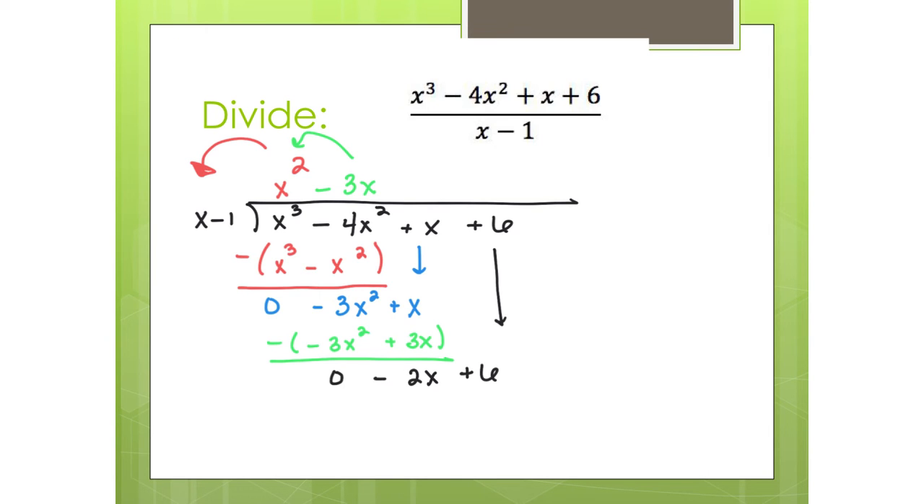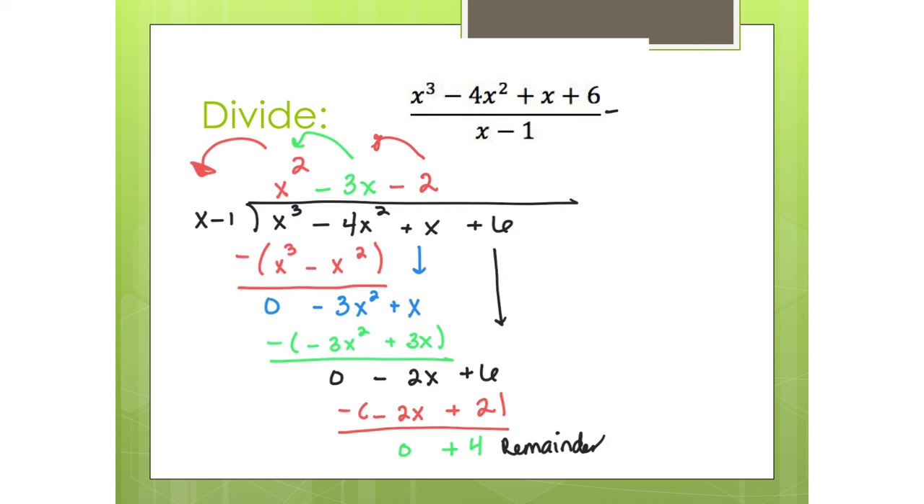Now I repeat that process one more time. So I'm dividing x into negative 2x. That gives me negative 2. And then I multiply that all the way through. That's going to give me negative 2x plus 2. I subtract. Again, your first term is always going to cancel out and give you 0. Then I have 6 minus 2, which is 4. That last number, that 4, is my remainder.